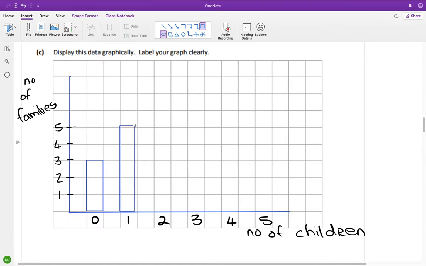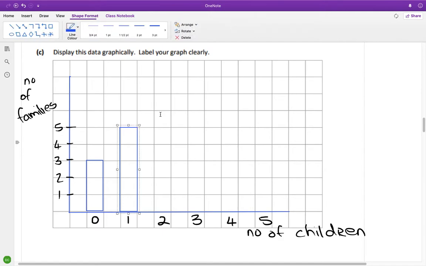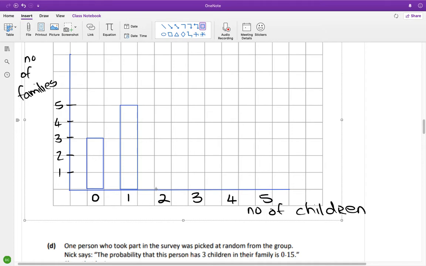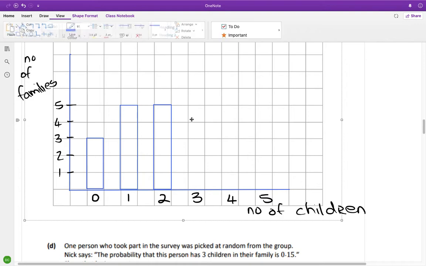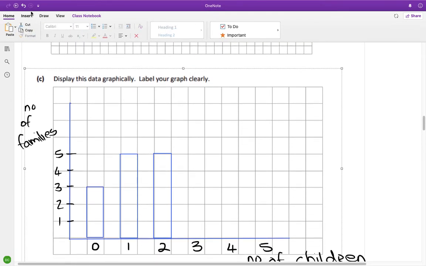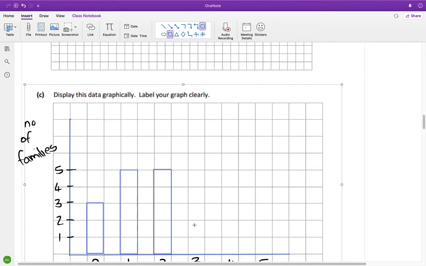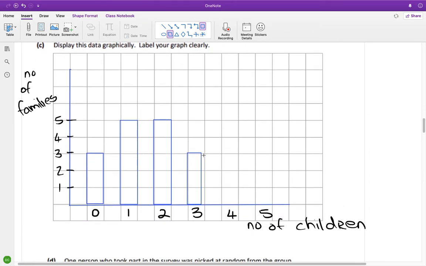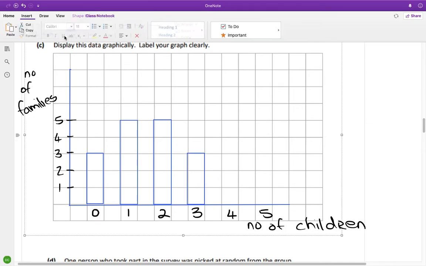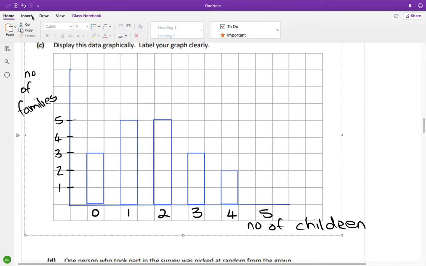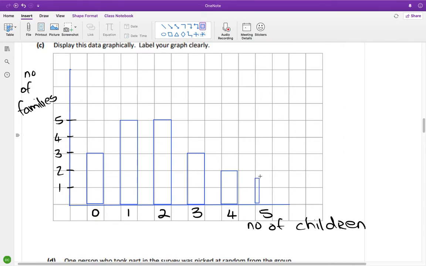So up, across, and 5. And 2 was 5 as well. 5, and then 2, 2. Oh, am I missing? Sorry, 3, 2, 2. So there's 3. This one goes to 2. Ooh. Okay, it's not perfect, but it's pretty good.